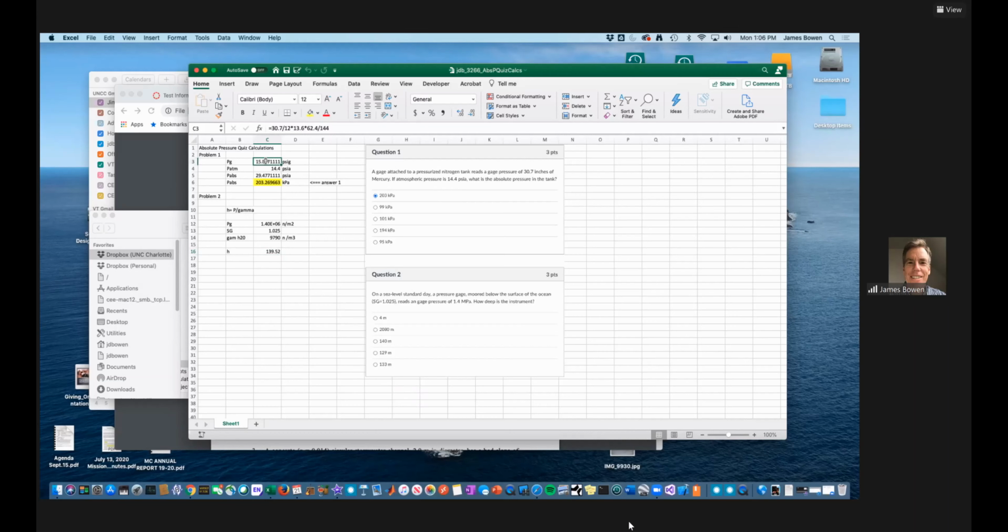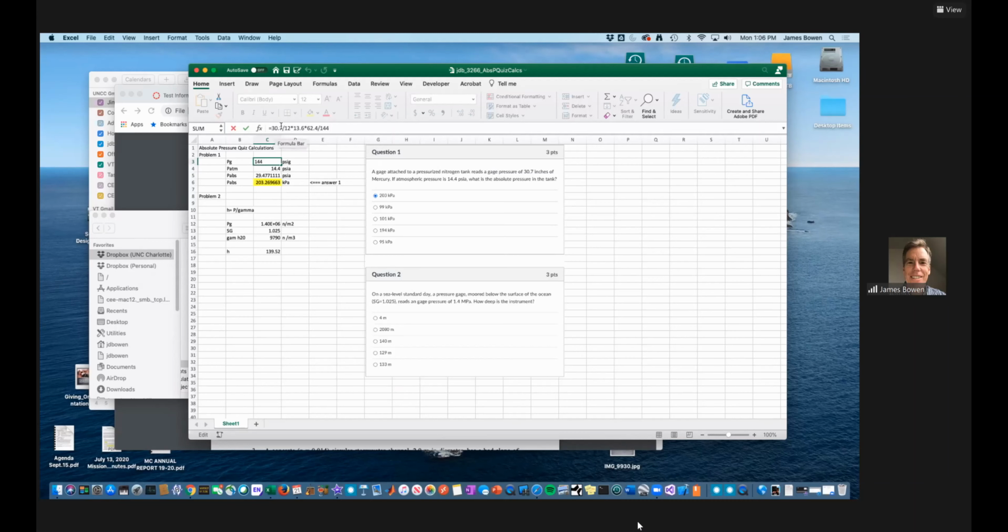All right, so the gauge pressure in the tank you can get using P equals gamma H, where you're given the H as 30.7 inches of mercury. So here's the equation for that.